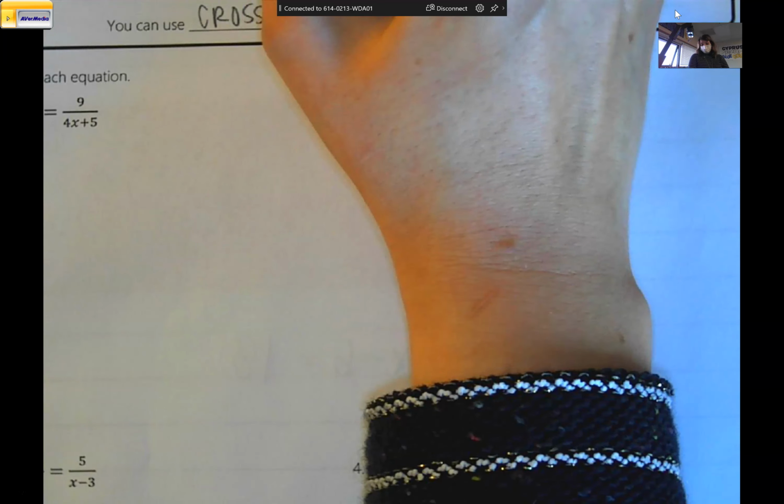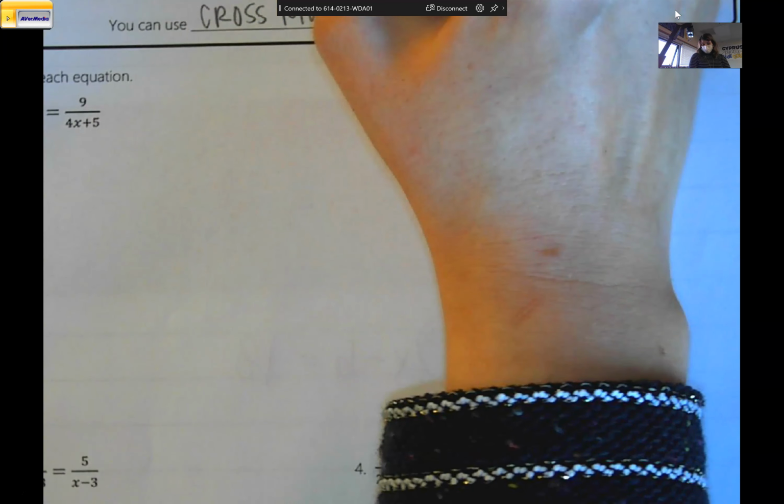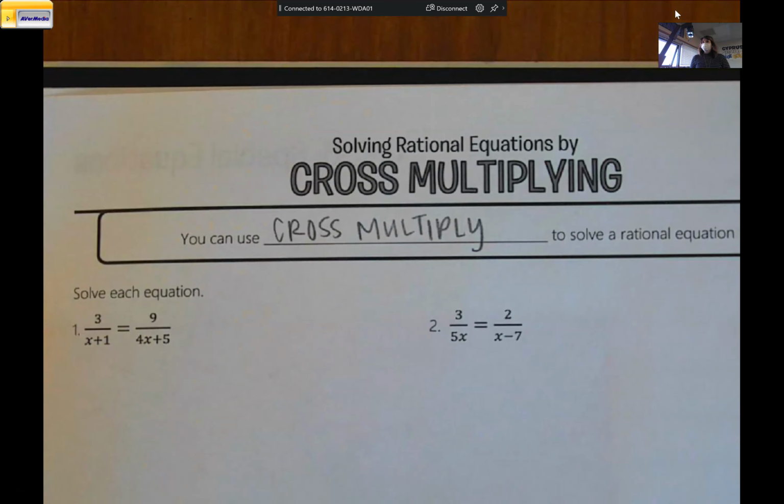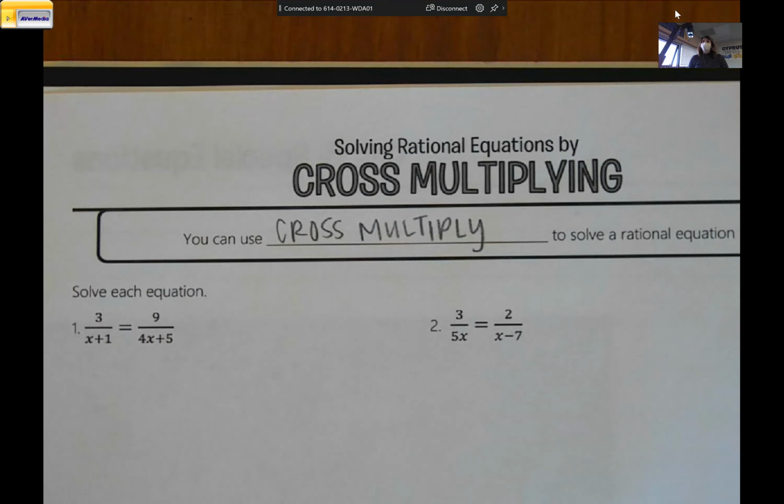Cross multiply. Oh, teacher, get a grip. So we're going to do cross multiply, and then we're going to do some distributing.